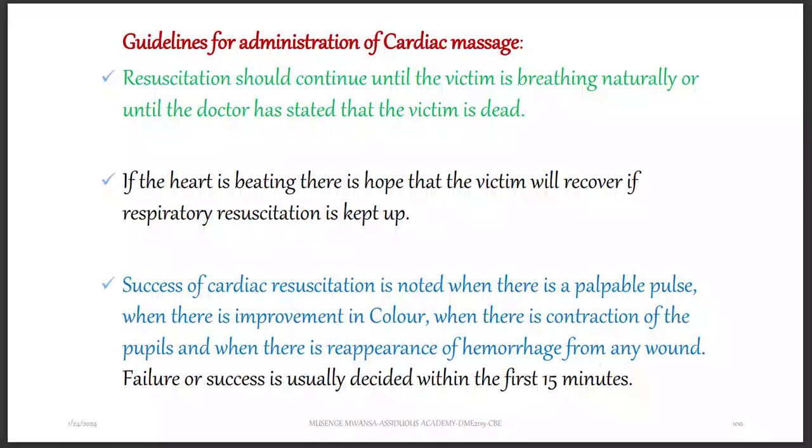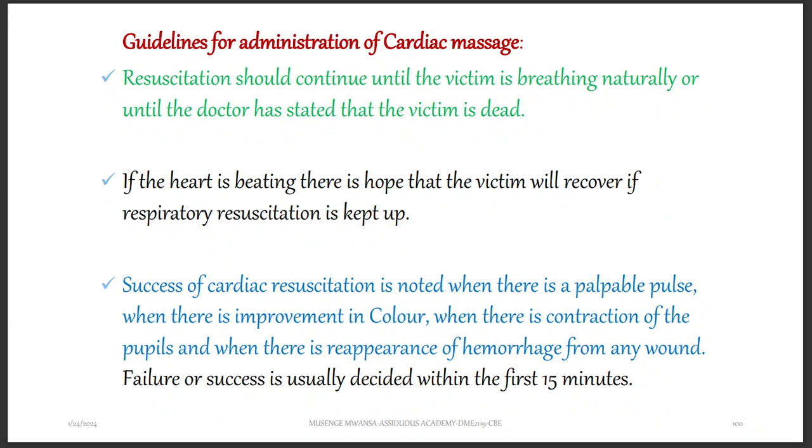There are some guidelines for administration of cardiac massage. Resuscitation should continue until the victim is breathing naturally or until the doctor has stated that the victim is dead. As long as these two conditions are not met, you need to continue performing the resuscitation, the mouth to mouth and the cardiac massage. If the heart is beating, there is hope that the victim will recover if respiratory resuscitation is kept up.